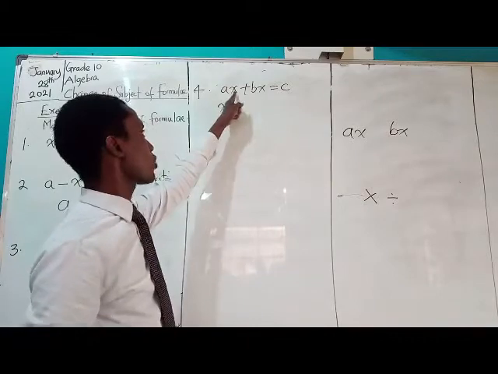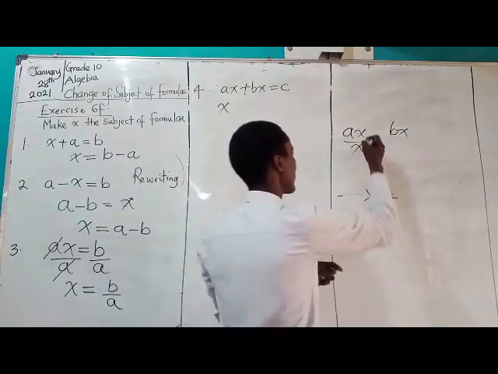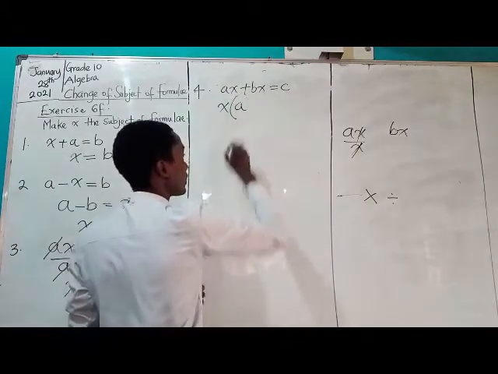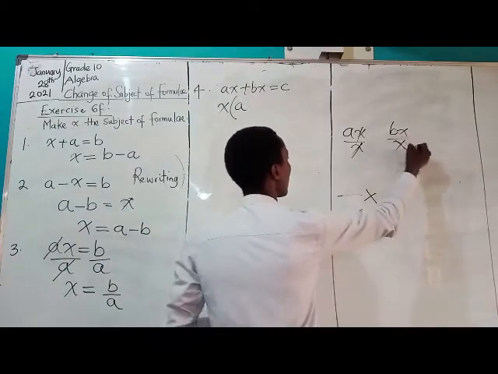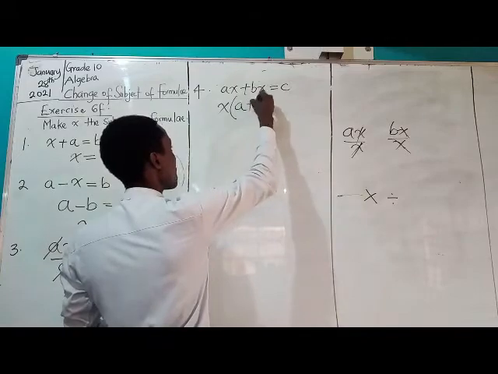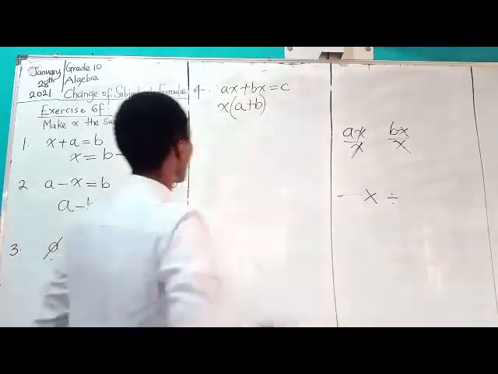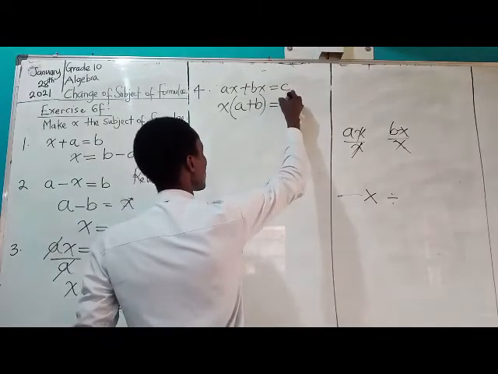If I factor X out of here, it means I divide here by X. What is left? A. If I factor X out of here, what is left? B. To factor out is to divide and suck out. And that will give me what? Equal to C.